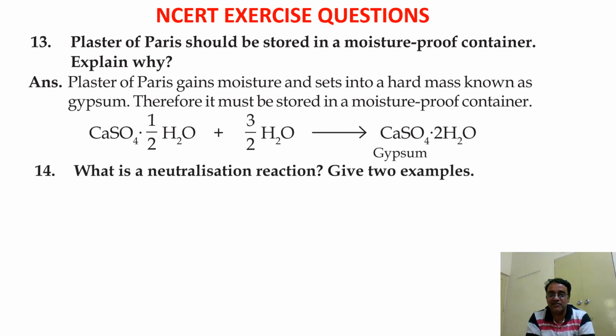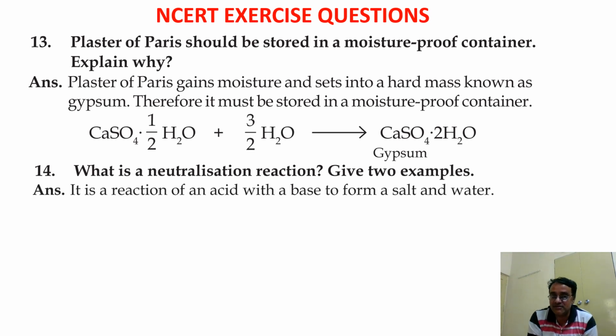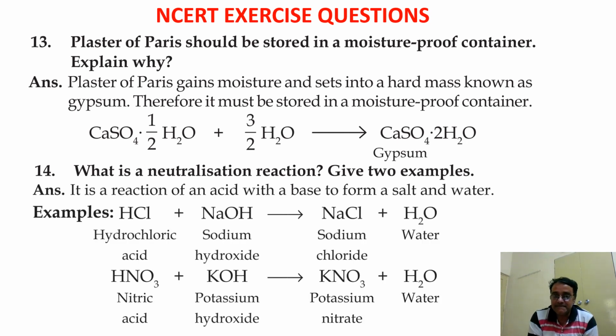What is a neutralization reaction? It is a reaction between acid and base to form salt and water. Actually जब acid और base का reaction होता है, so what will the base do? Base will neutralize the acid. Okay, so that is why it is known as a neutralization reaction. I am going to give two examples. One is hydrochloric acid with sodium hydroxide, and the second one is nitric acid with potassium hydroxide. So this is the definition. Okay, these two are the examples.